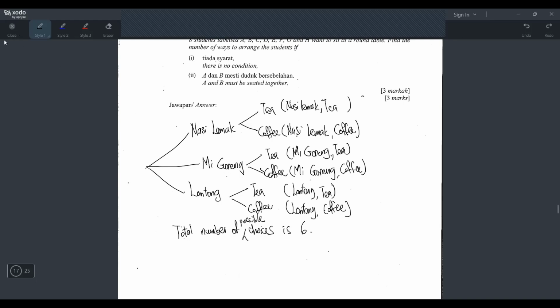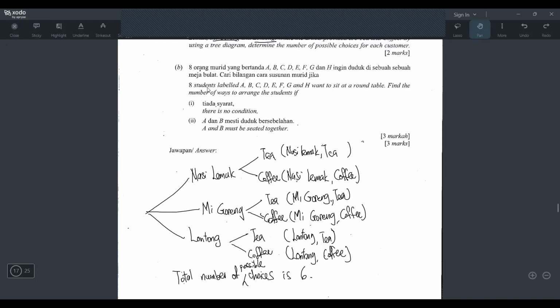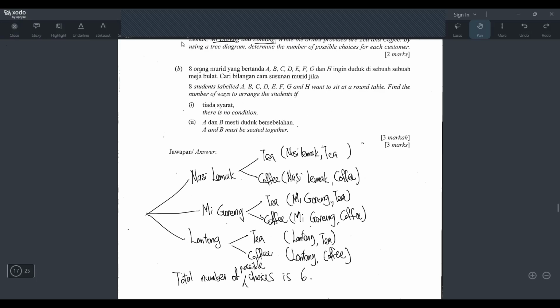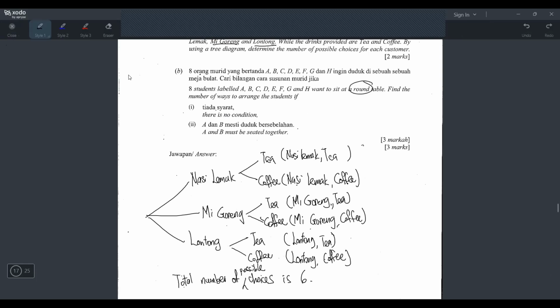Okay, now let's do B. B says 8 students labeled A, B, C, D, E, F, G, H want to sit at a round table. Find the number of ways to arrange students if there is no condition. Okay, this is very simple. When you arrange in a round table, the formula you use must be n minus 1 factorial, or you can also say n factorial divide n. This formula and this formula are the same. It will give you the same answer, right?